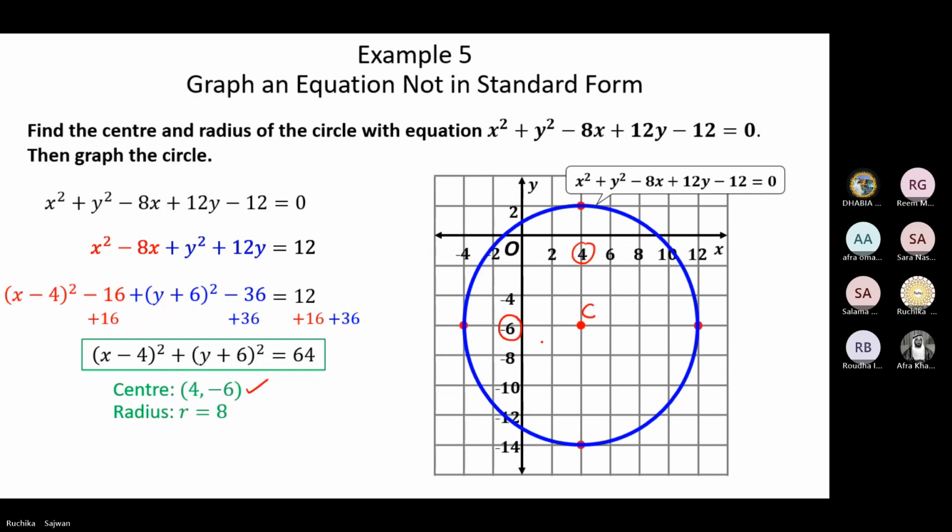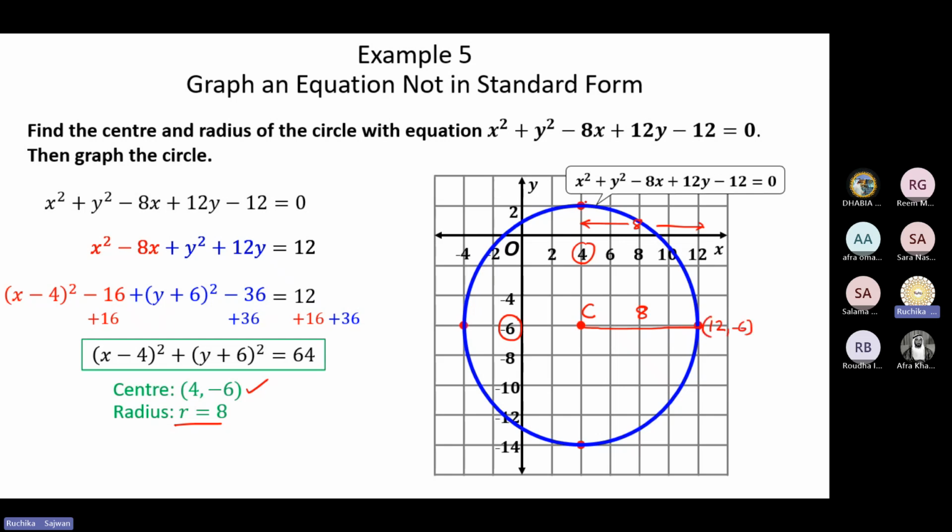Okay. Now radius is 8. That means I have to go 8 units here, 8 units here, 8 units here, and 8 units down. So how much is this radius? 8. So from 4, I will move to 12. Yes or no? You get me, Salama? This is 8 units. So that means this point is how much? 12, comma, minus 6, right?